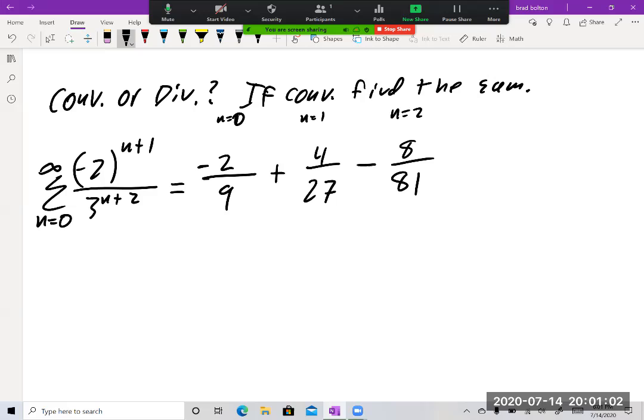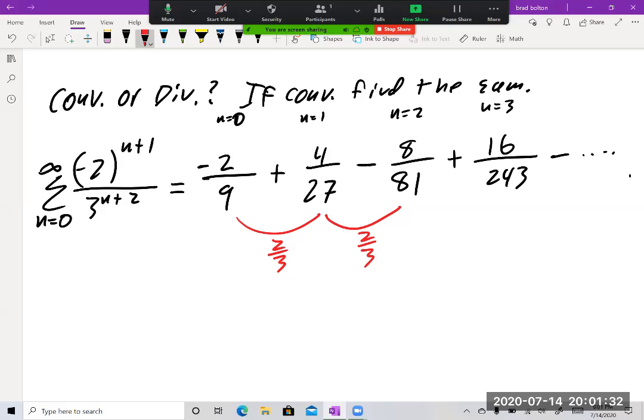I'll write one more out just to be thorough. We plug n equals 3 in. We get 16 over 243. And then it would be minus, and then plus, and so on and so on. So it's going to alternate back and forth. We've seen some of those problems in the previous homeworks. But I can tell that to go from this term to this term, I multiply by, oops, not 1/3, 2/3. To go from this term to this term, I multiply by 2/3.